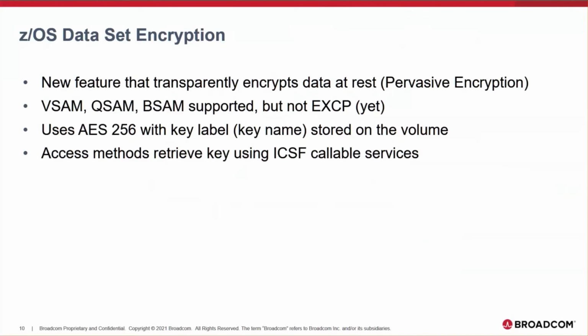The encryption uses AES 256, which is currently, I guess, the most effective symmetric key encryption. So the data set has associated with it the key label, which is the key name, actually. The key label is stored in the VVDS record associated with the dataset. So when you open an encrypted dataset, if it is VSAM, QSAM, or BSAM, the access method will get the key label from the VVDS and go to the ICSF system and get the key, and will then transparently decrypt or encrypt the dataset as needed.